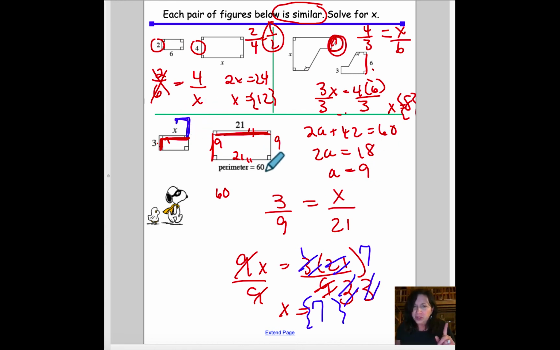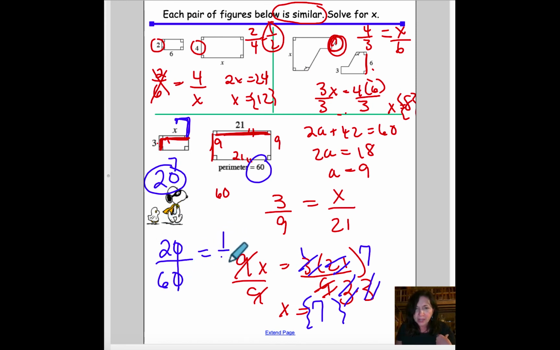So just a note, let's look at the perimeters for a second. 60 here. What's the perimeter for this? Let's see. 7 and 7 is 14. 3 and 3 is 6. 14 and 6 is 20. So my perimeter for this shape is 20, and my perimeter for this shape is 60. The reason why I'm looking at that is because I wonder what my ratio of perimeters is. So my ratio of perimeters is 20 to 60, which is 2 to 6, which is 1 to 3.